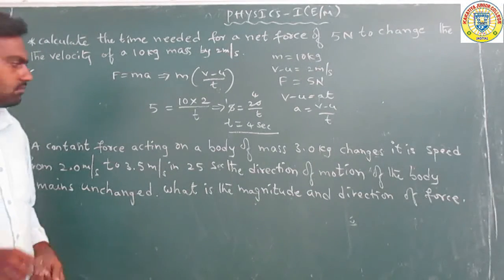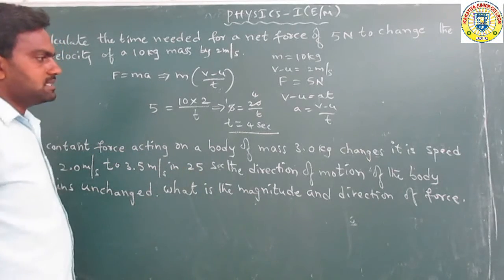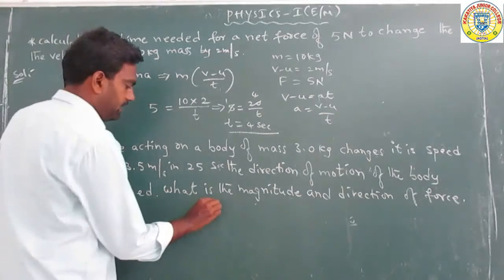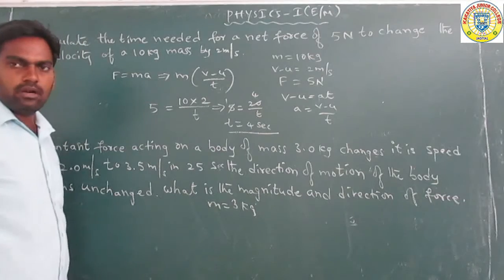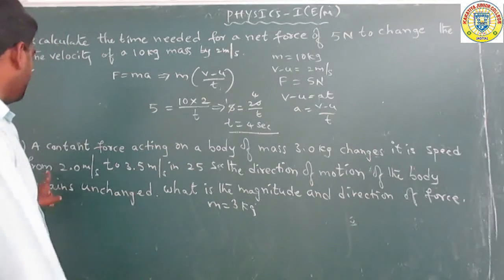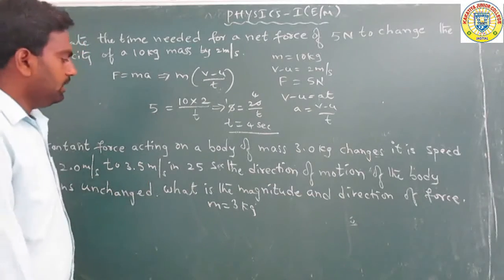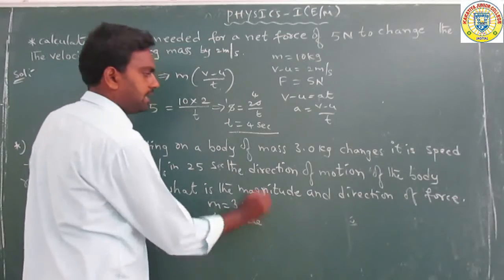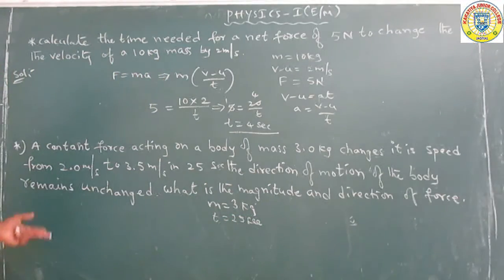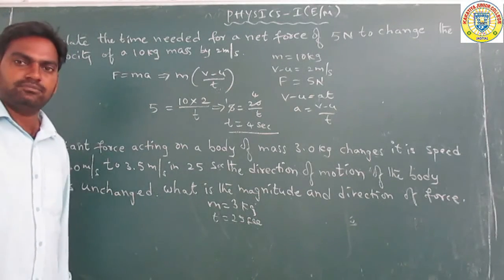Got it? Now, using the given information, first of all the mass is m = 3.0 kg. The speed changes from 2.0 to 3.5, and the time taken is 25 seconds. The direction of motion remains unchanged, and we need to find the magnitude and direction. Got it?